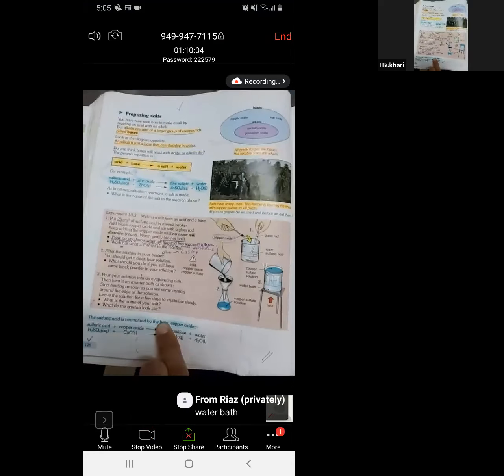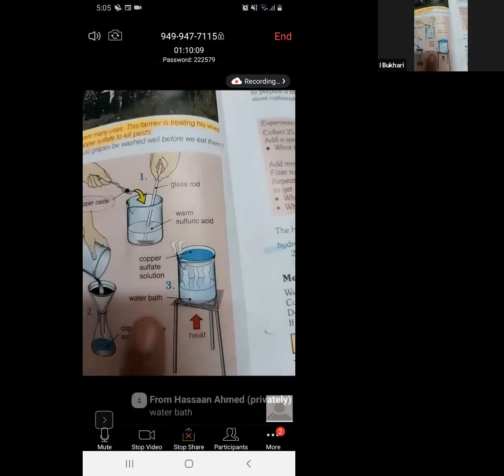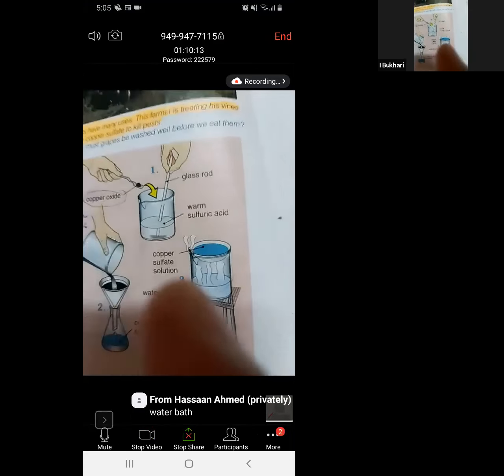This is the same experiment that we were discussing. Part 3, number 3. This is evaporation.